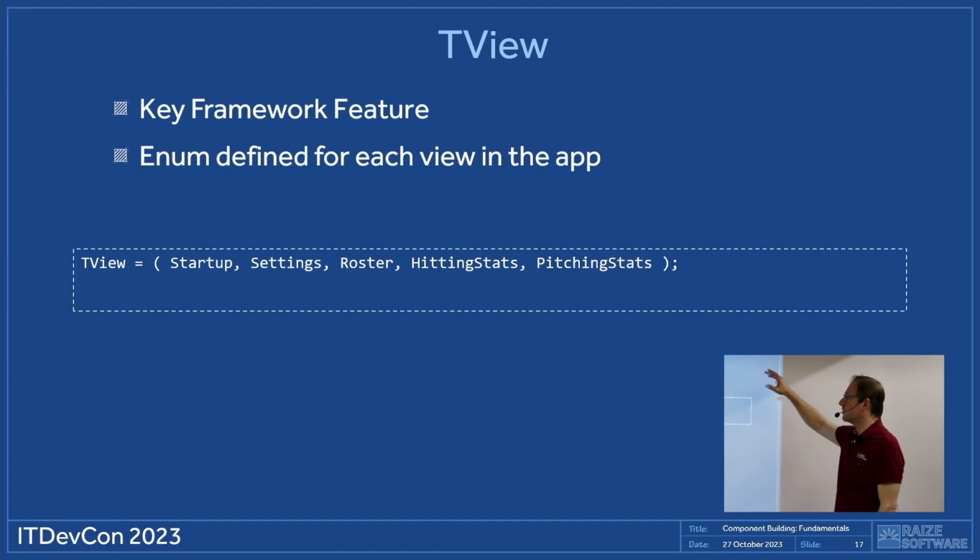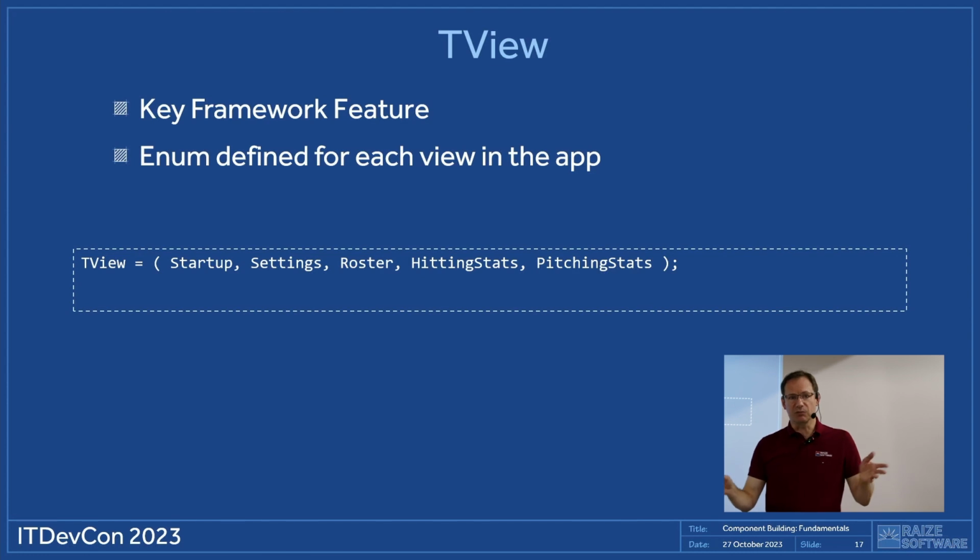So key feature here is the view. It's just a basic enum. So these are the different views that I have. I showed all of these. So we have startup, that's what popped up, settings, roster, hitting stats, and pitching stats that we've got. So very simple. Now again, really complicated app, you might have a lot of views.